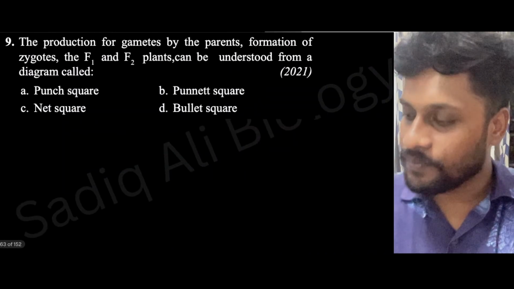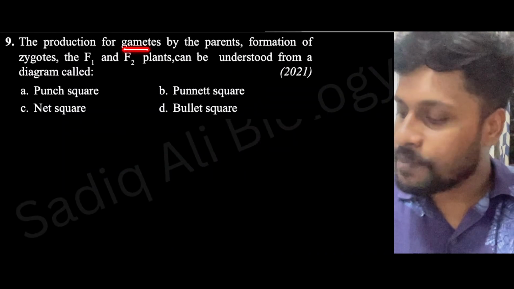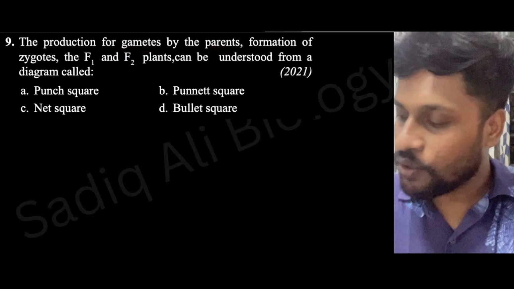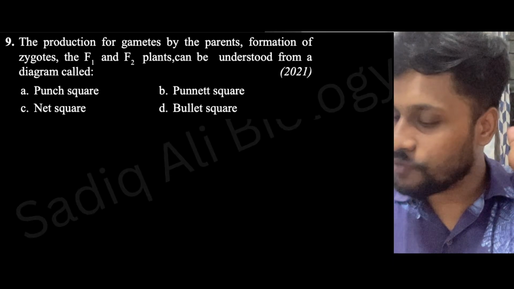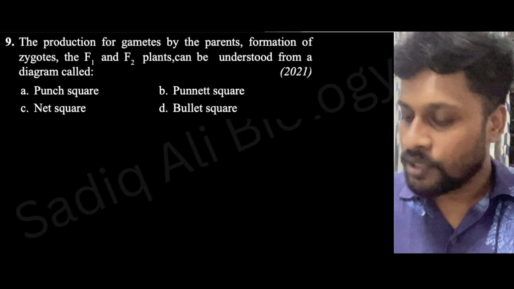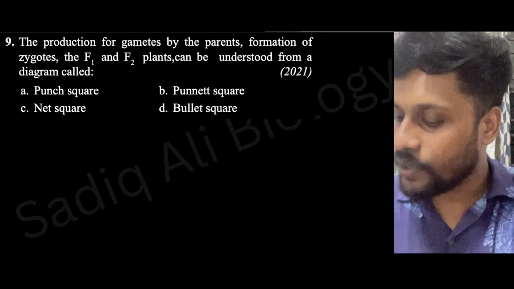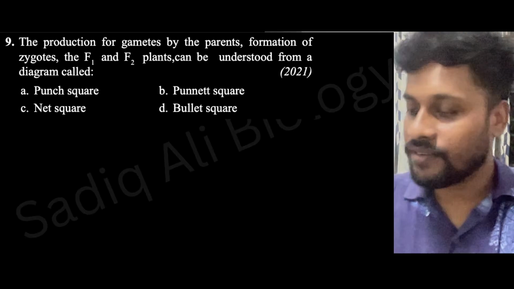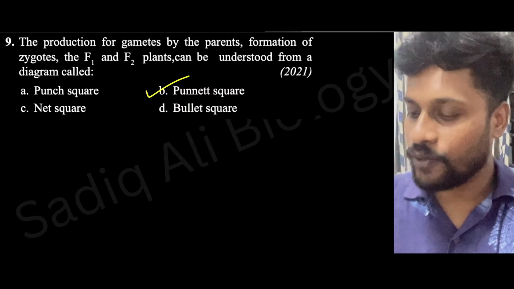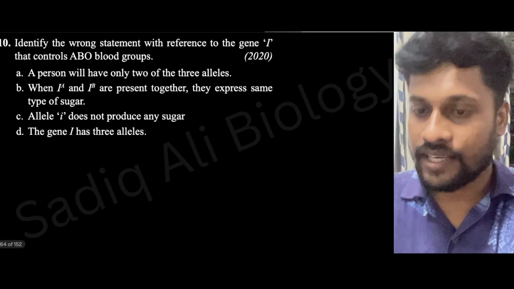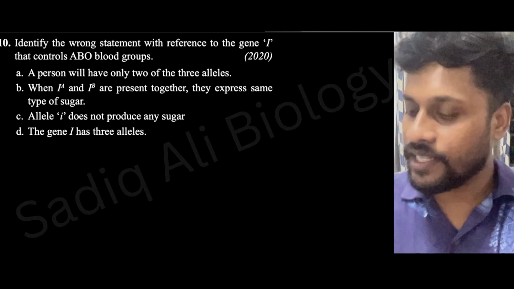Now, ninth question. The production of gametes by parents, formation of zygote, the F1 and F2 plants can be understood from a diagram called punch square, Punnett square, net square, bullet square. Very easy. What is the answer? Punnett square. Right? Very good. Yes, Nitya, correct. Next, 10th one.